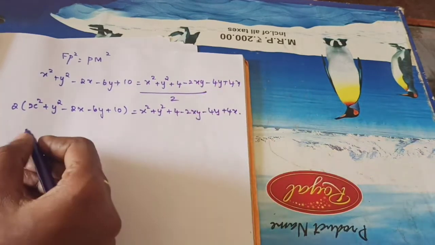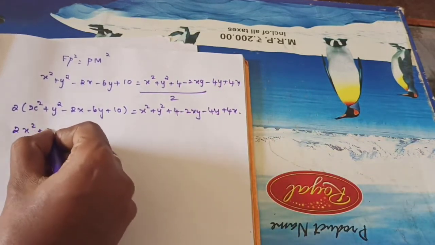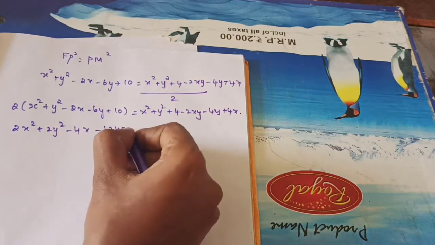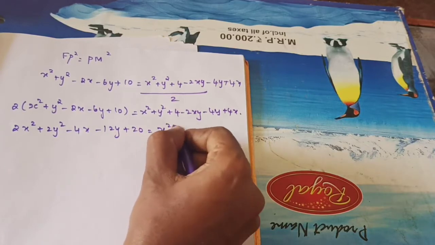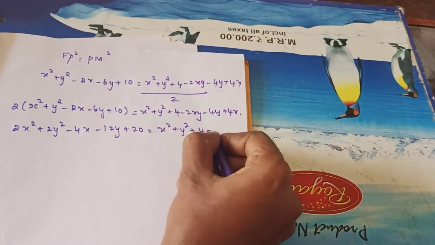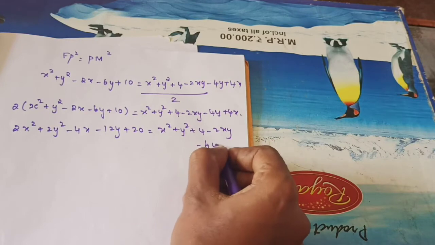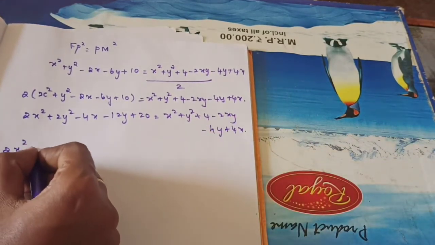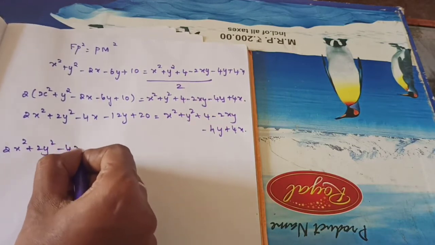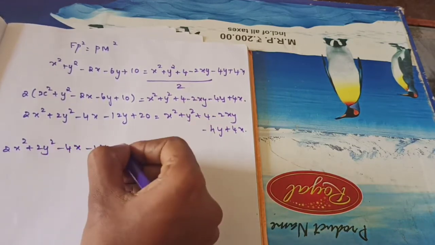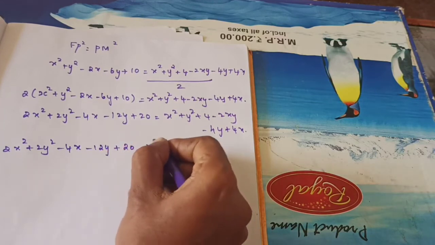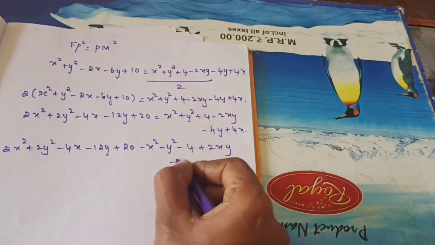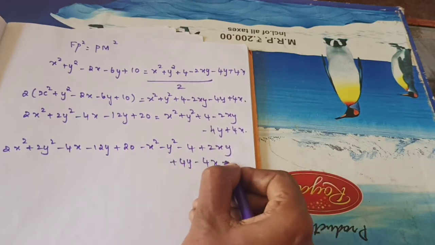Okay, so simplified: 2x square plus 2y square minus 4x minus 12y plus 20 equal to x square plus y square plus 4 minus 2xy minus 4y plus 4x. Bring all the terms to one side. So 2x square plus 2y square minus 4x minus 12y plus 20 minus x square minus y square minus 4 plus 2xy plus 4y minus 4x is equal to 0.